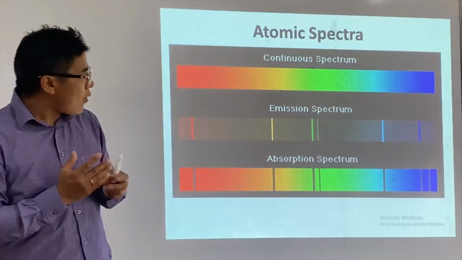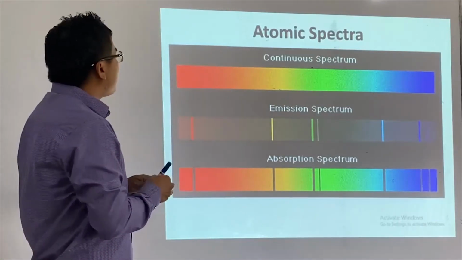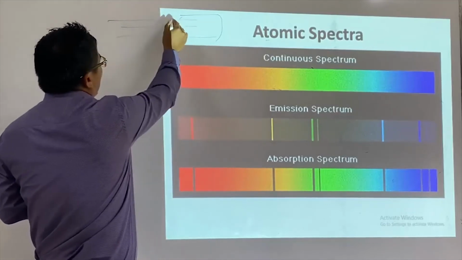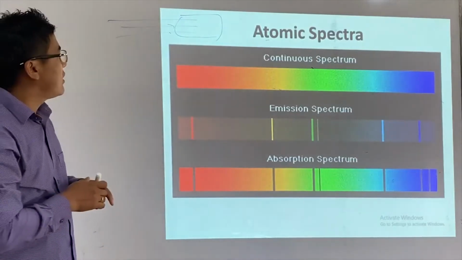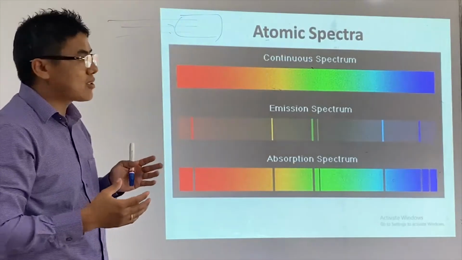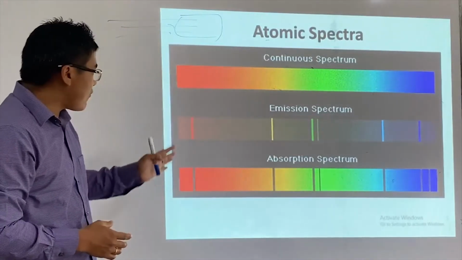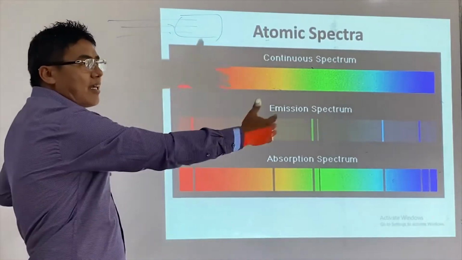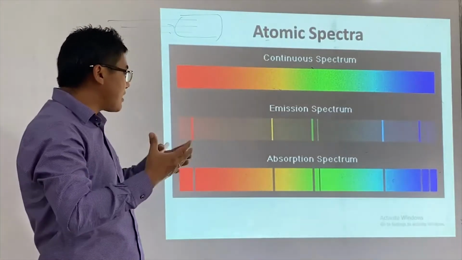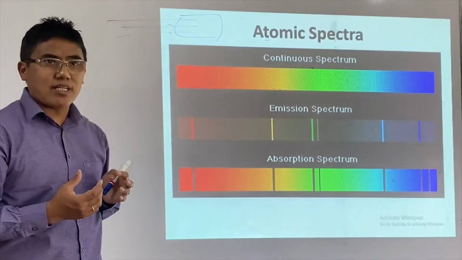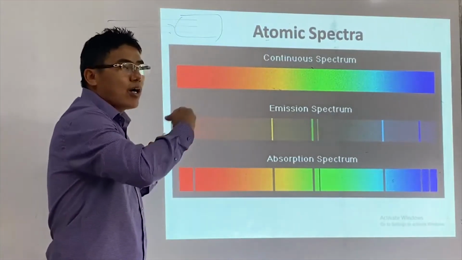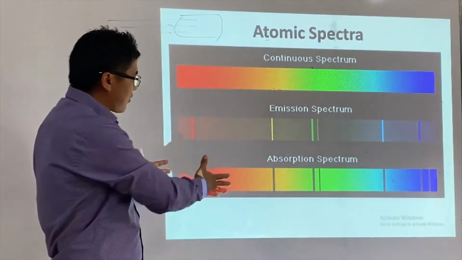And then what about absorption spectra? If I have gaseous atoms at very low pressure and I send white light through them, when the light comes out from these gaseous atoms, we find some spectral lines are missing. We find dark lines in the spectrum, and those dark lines are nothing but the photons, the light, absorbed by the gaseous atoms. Once light gets absorbed by the gaseous atoms, it does not come out. This is what we call an absorption spectrum.